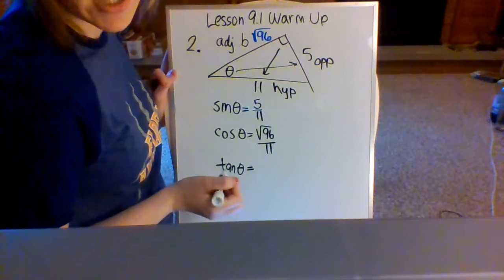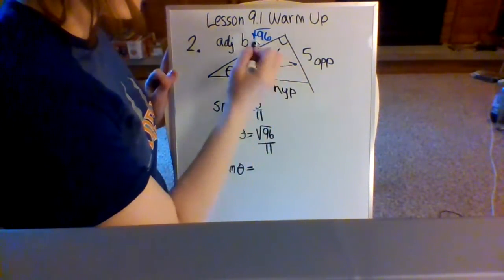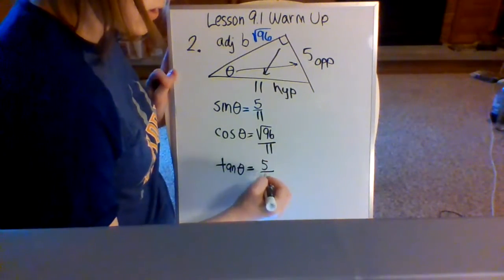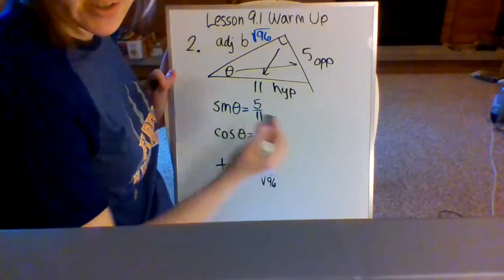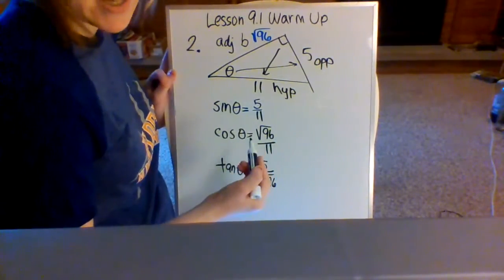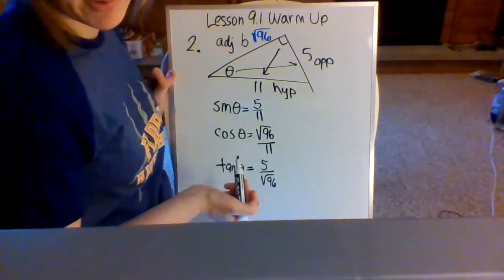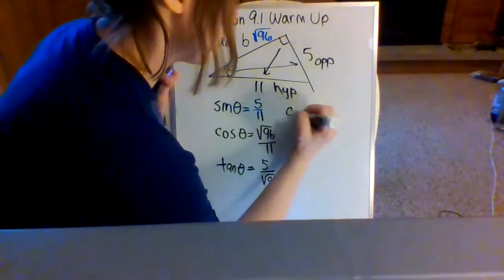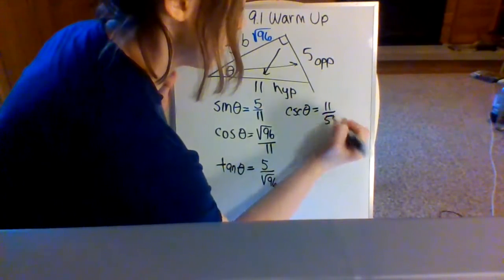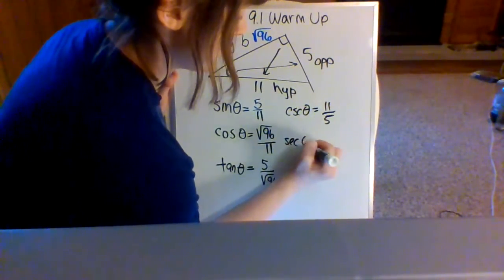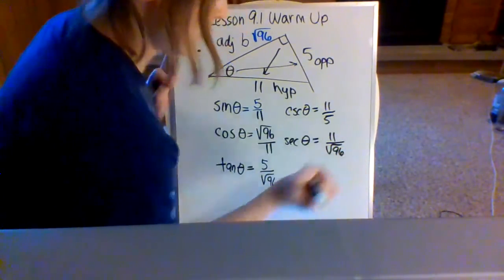Okay, and then tangent is going to be opposite over adjacent, so 5 over square root 96. Alright, so those are the 3 basic ones. And like I've said before, we're just going to flip these over for their reciprocals. So cosecant is 11 over 5. Secant is 11 over square root 96.